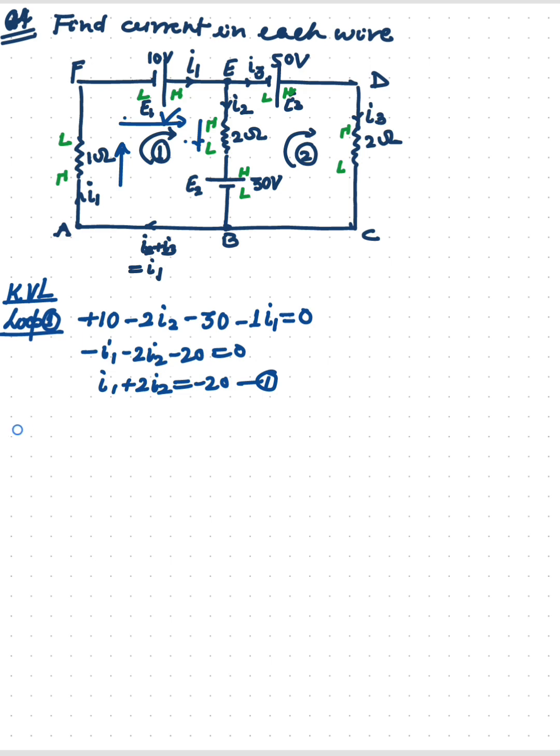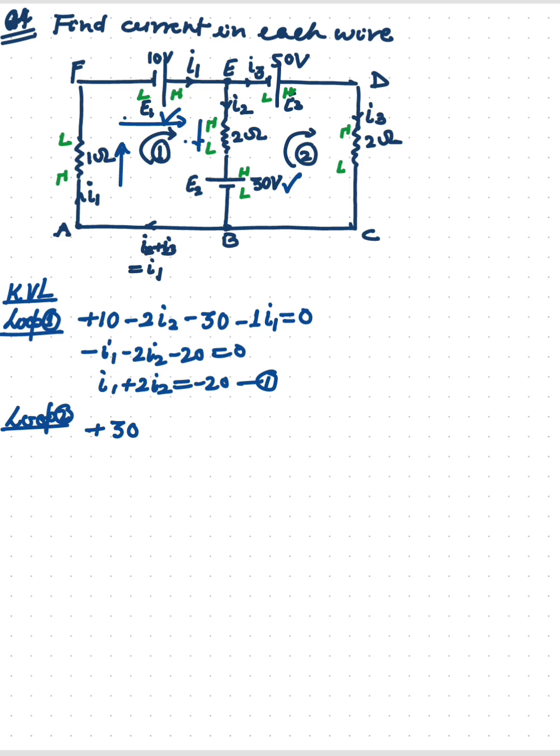Clear? Loop 2. So loop 2 will be what? Here I am starting, suppose, from this. Okay, so this will be what? We are traversing low to high. Okay, so let me do it fast.